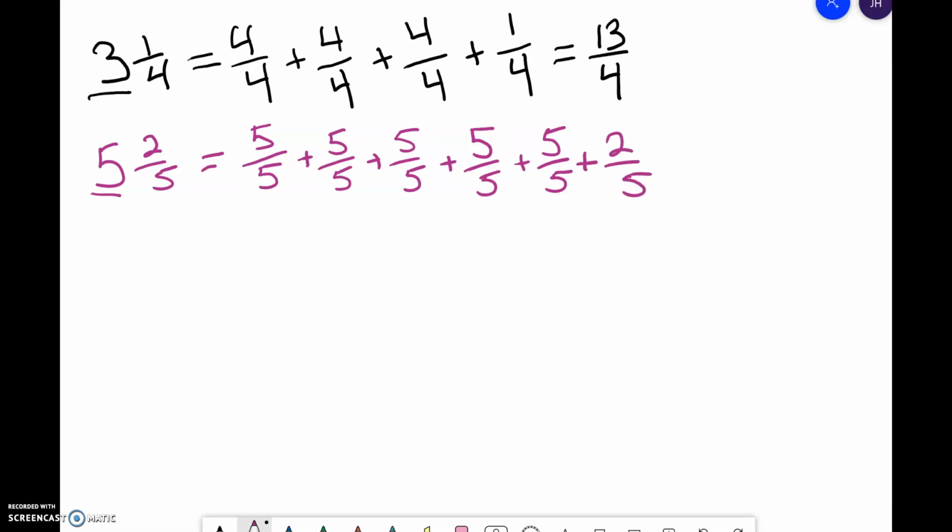Now I'm ready to add 5, 10, 15, 20, 25, 26, 27. And that's how you change a mixed number into an improper fraction.